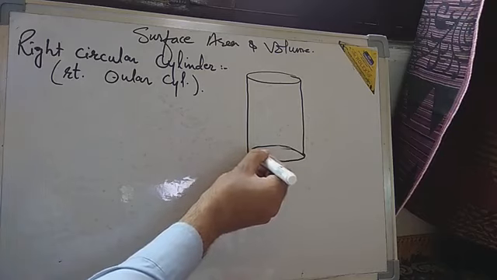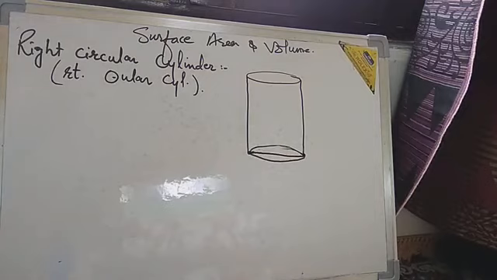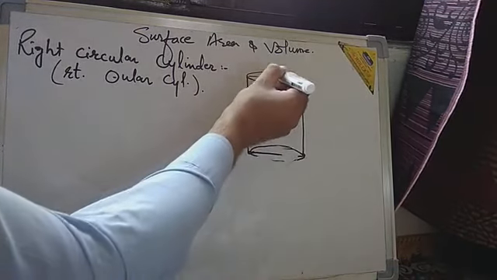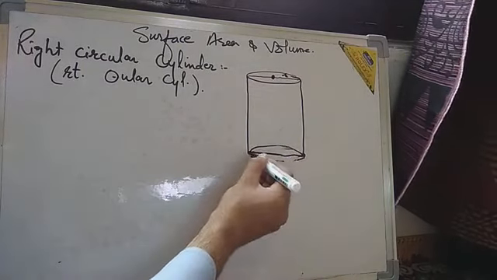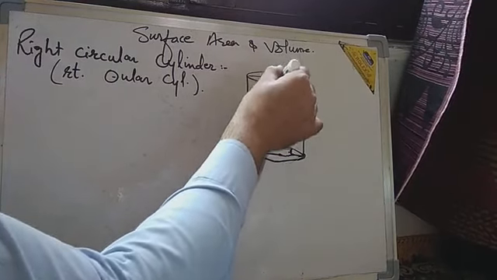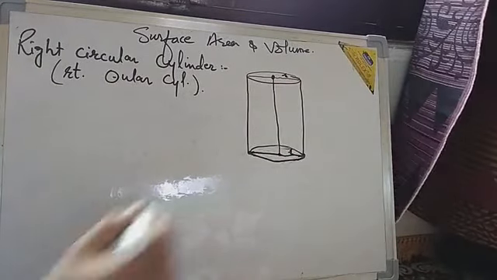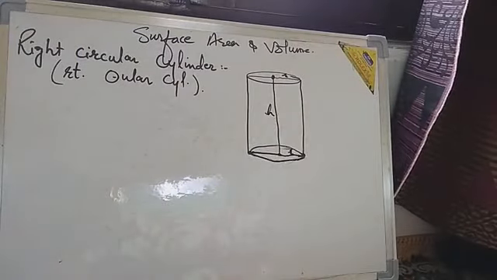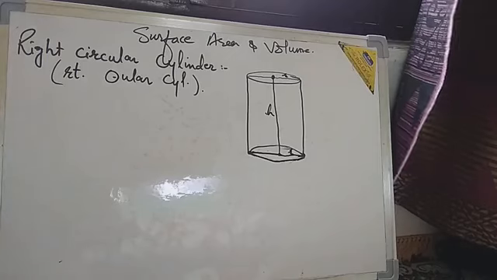If I join two points on this circular base, this line segment is called the diameter of the cylinder, and the same is here, the diameter of the cylinder. From the center this is the radius, and from the center this also is the radius. If I join the two centers of the circular top and bottom, this line segment is denoted the height of the cylinder. This is the formation of a right circular cylinder.